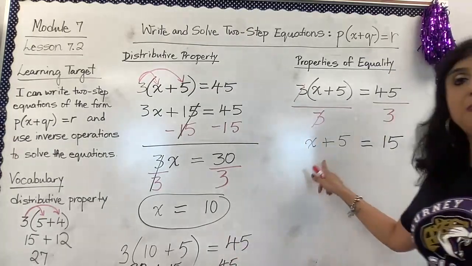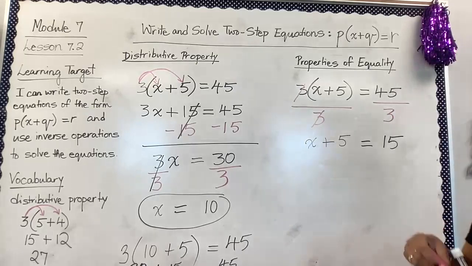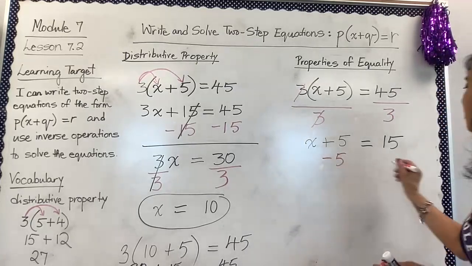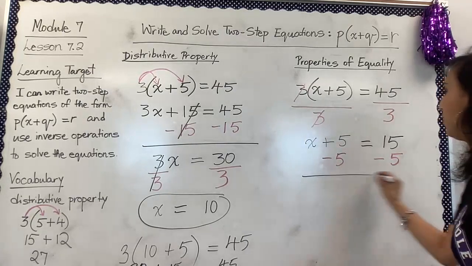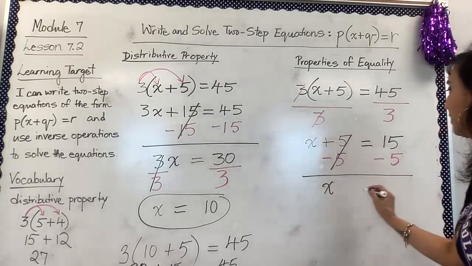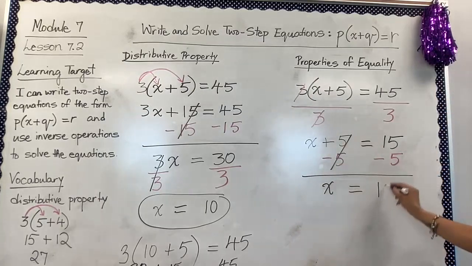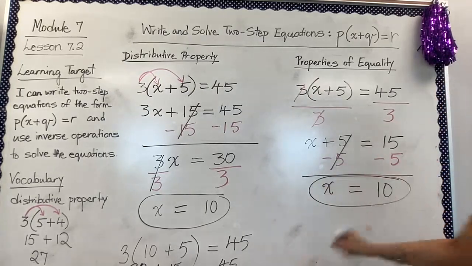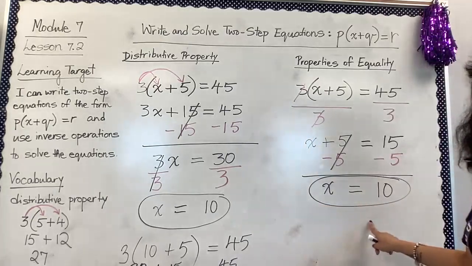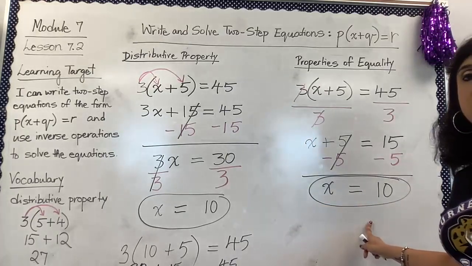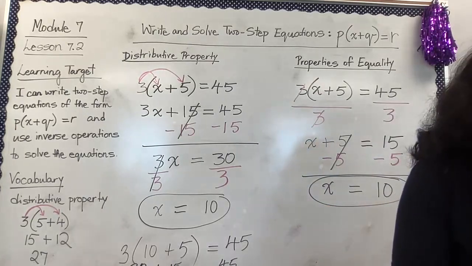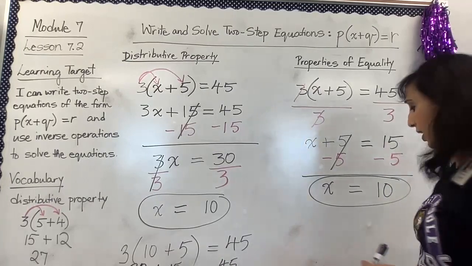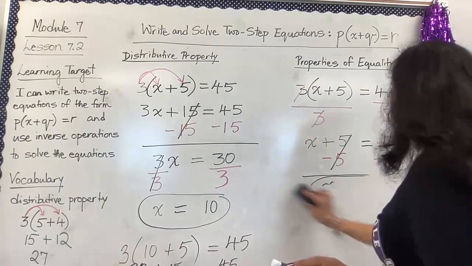So opposite of plus 5 is minus 5. So I'm going to subtract 5 from both sides of the equation. And so I'm left with 5 minus 5, which leaves x, is equal to 15 minus 5, which is 10. So as you can see here, distributive property method or properties of equality method, we will end up with exactly the same answer. So let's try another problem, this time with subtraction.